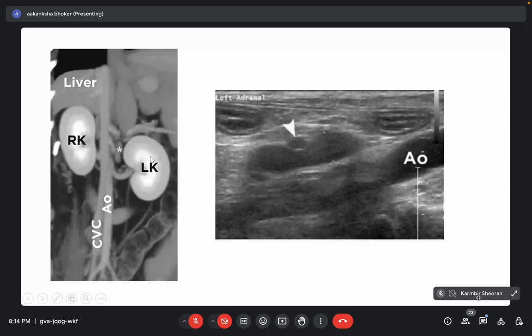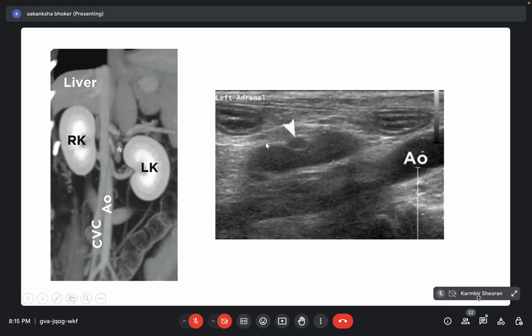adrenal. So what we have to do is scan the kidney in a longitudinal manner. Once we scan the kidney, we have to fix the cranial pole of the kidney in the view. Then we have to go a little bit towards the medial side, where we can see the renal vein and the aorta and caudal vena cava coming up. At that time, we can see the adrenal as a groundnut shaped structure.